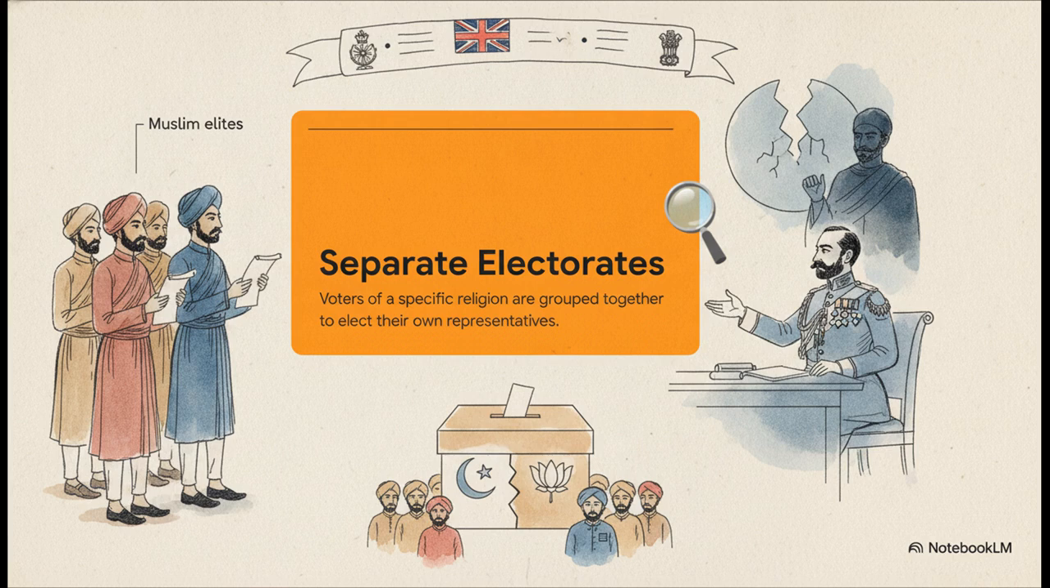This is a system where voters of a particular religion or community are grouped together to elect their own specific representatives. Now, back in October 1906, a group of Muslim elites known as the Simla Deputation met with the Viceroy, Lord Minto, and they demanded this exact system to protect their community's interests. And the British? They eagerly agreed. They immediately recognized it as a highly effective political maneuver to foster division and keep the Muslim intelligentsia structurally separated from the newly radicalized Congress.